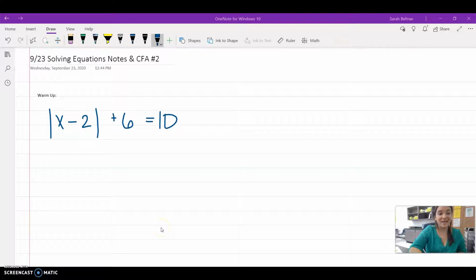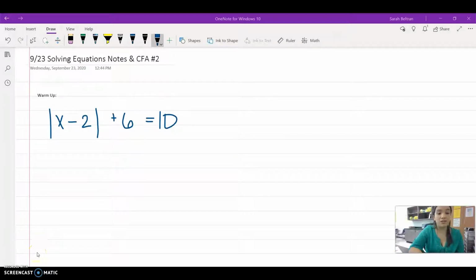Hey everybody, the last time we met we talked about solving equations that involved absolute value. So remember, absolute value meant the distance from 0. Whatever the distance was from 0 on the number line, that was the absolute value. Then we looked at an example on Edpuzzle last Friday. So your warm-up for today is something very similar. I want you to go ahead and try to solve this problem.